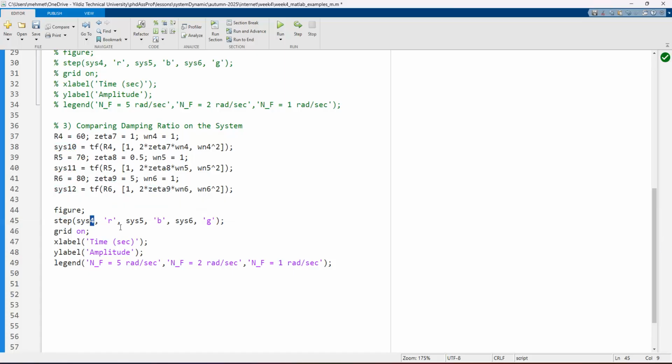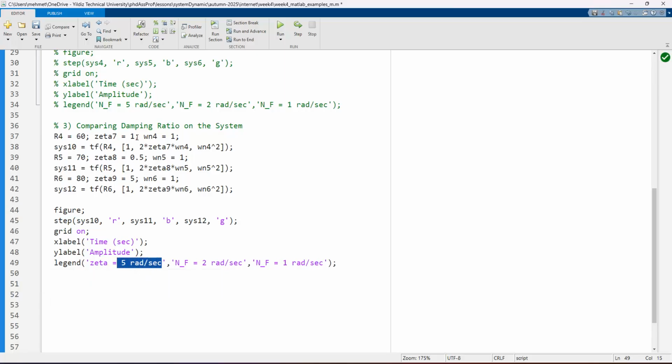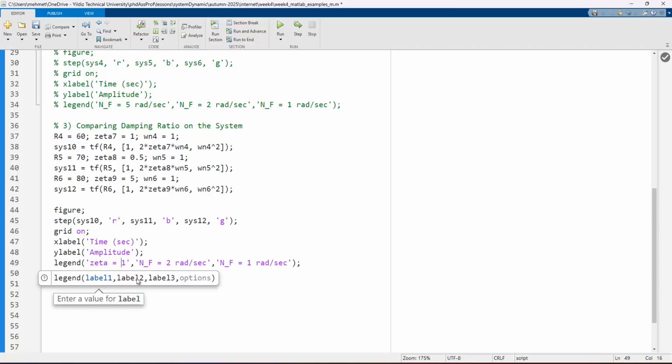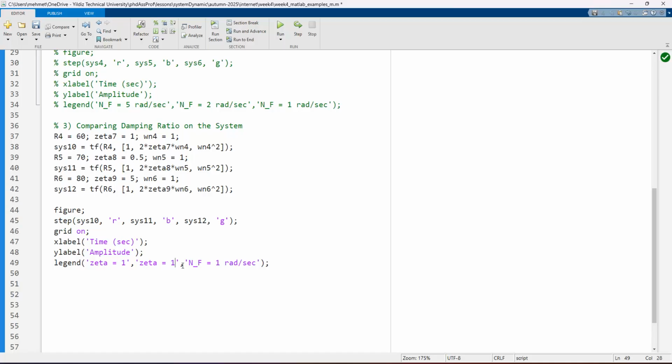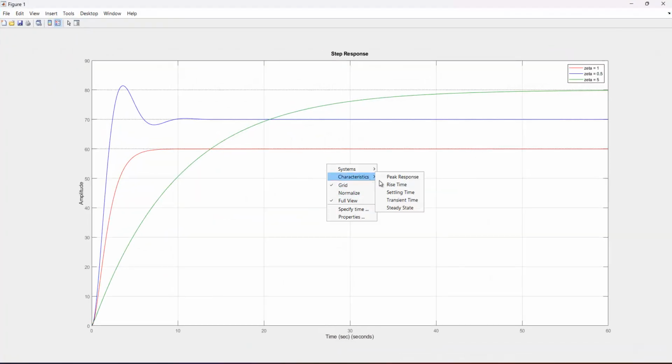Okay, and so this is 10, 11 and 12, and zeta is first of all 1, in the second place 0.5, in the third place equal to 5. Okay, and so if we rerun this code, then we will have the different characteristics in here.